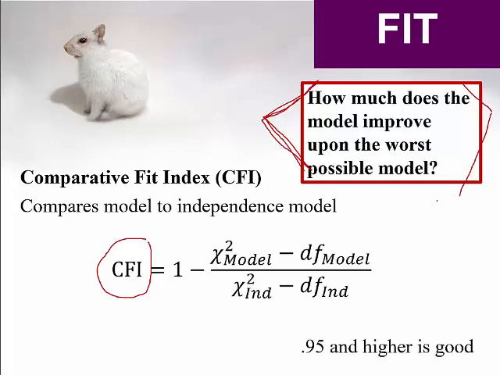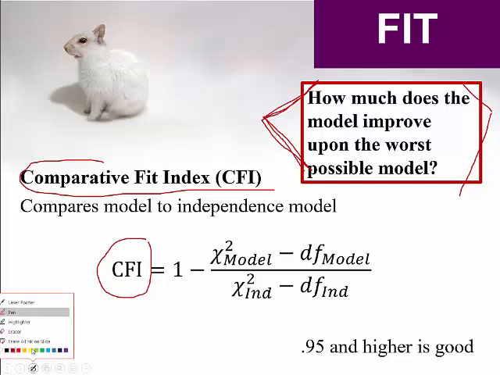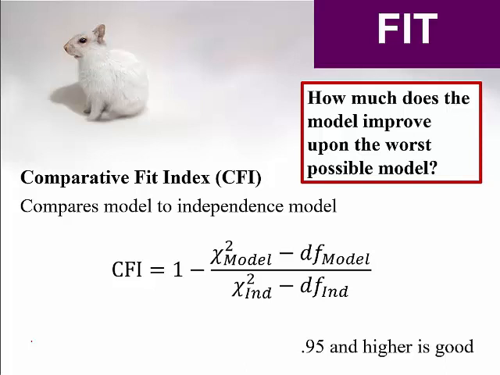So is our hypothesized model 50% better, 90% better, 95% better? How much better is it? And how much better does it need to be before we say this has a good fit? That's somewhat of an arbitrary question. When the comparative fit index was first proposed and people were first using it, they used to say that 0.9, that is, if your hypothesized model is 90% better than the worst possible model, would be a good fit. Since then, other papers and simulation studies have suggested that 0.9 is probably a bit too liberal. We should probably set it more around 0.95.